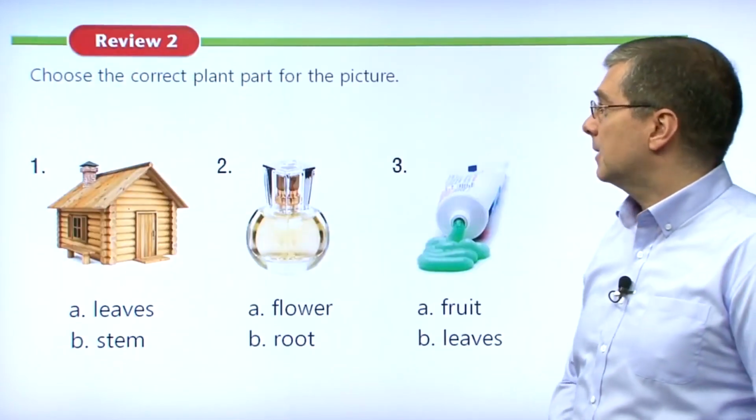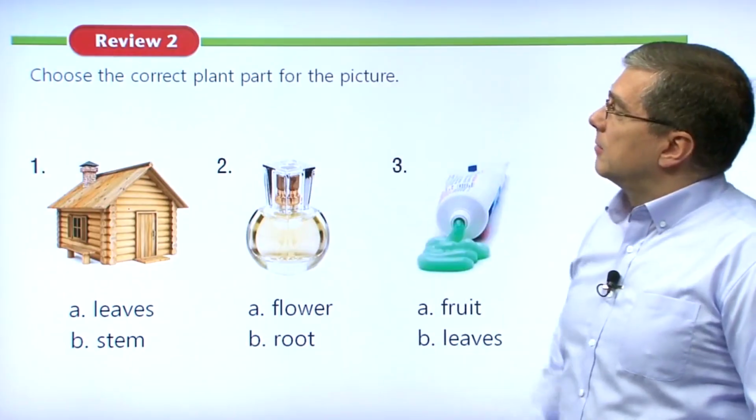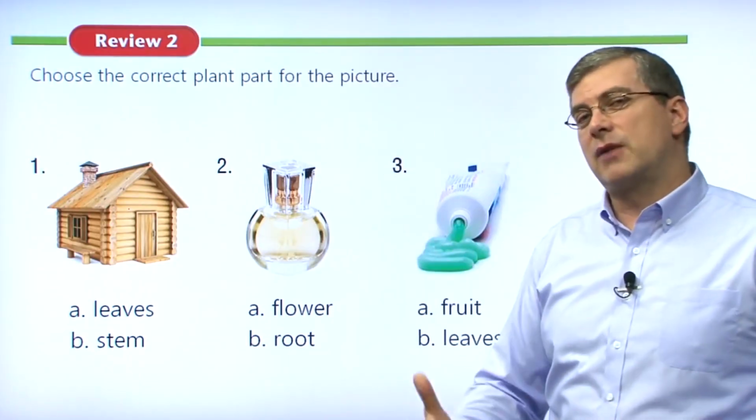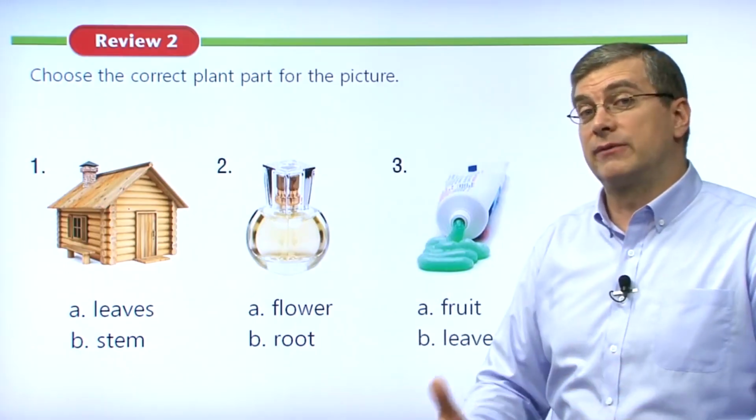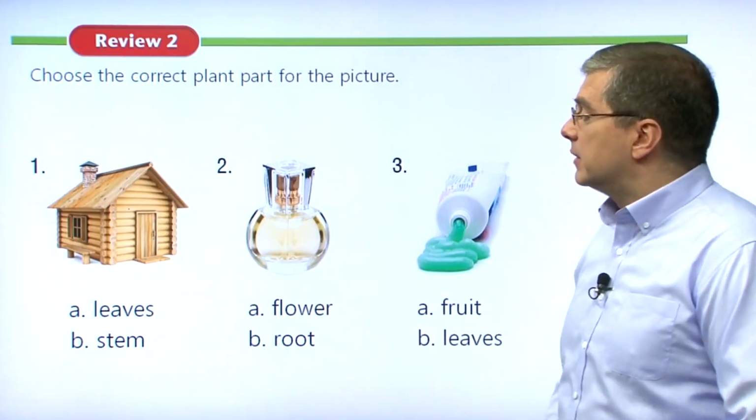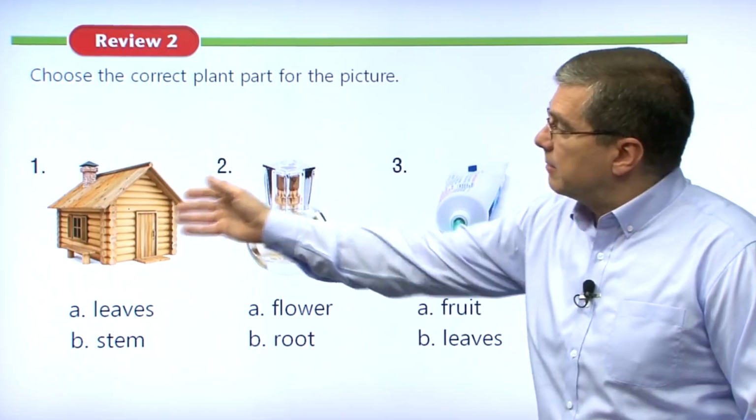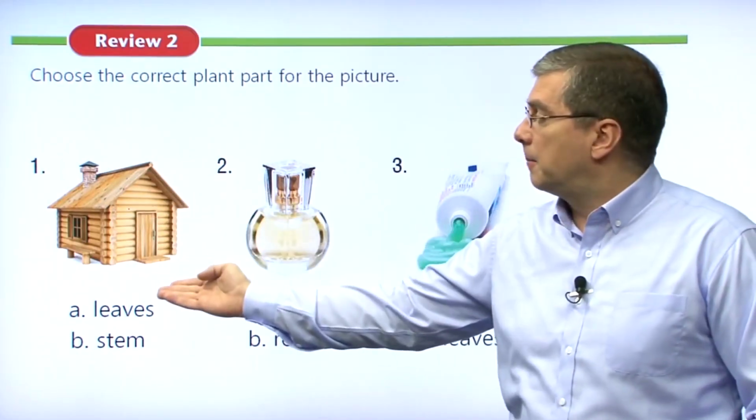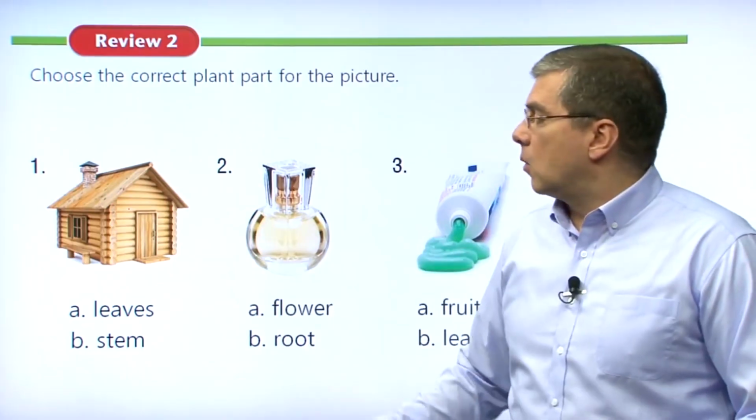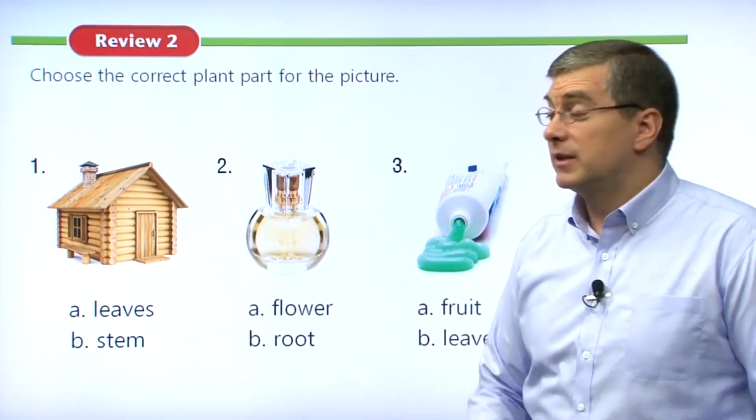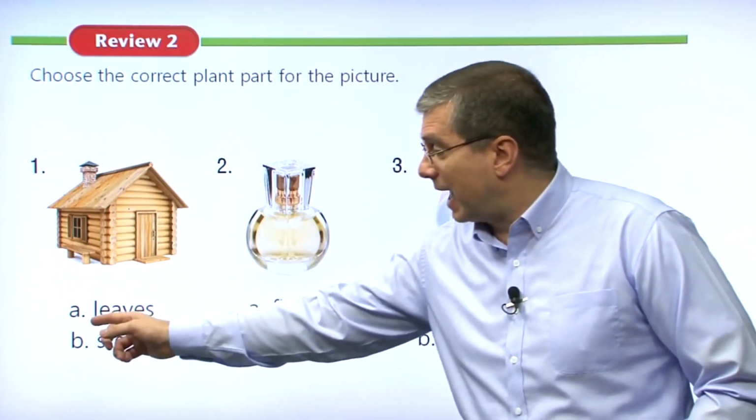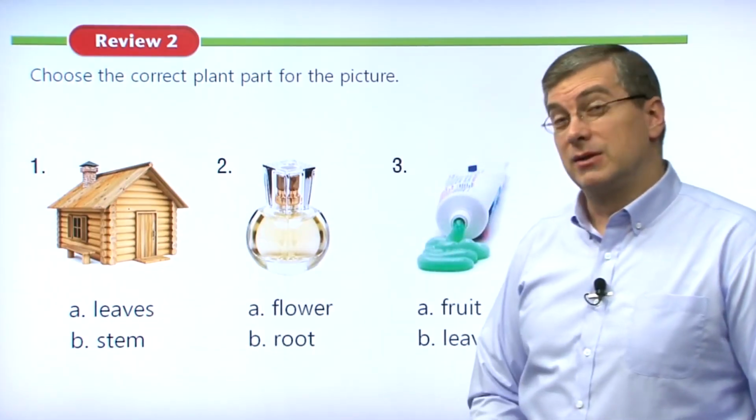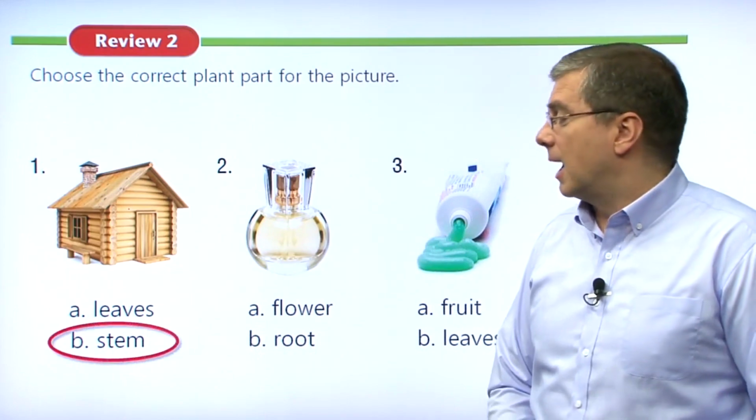Okay, so let's review here. Which is the correct plant part for the picture? We just covered how we use different parts of the plant for different things. So what do we use to make these different things? Over here, the first picture, we have a picture of a house. So what part of the plant do we use to make a house? Do we use A, the leaves, or B, the stem? Do you remember? Aha, that's right.